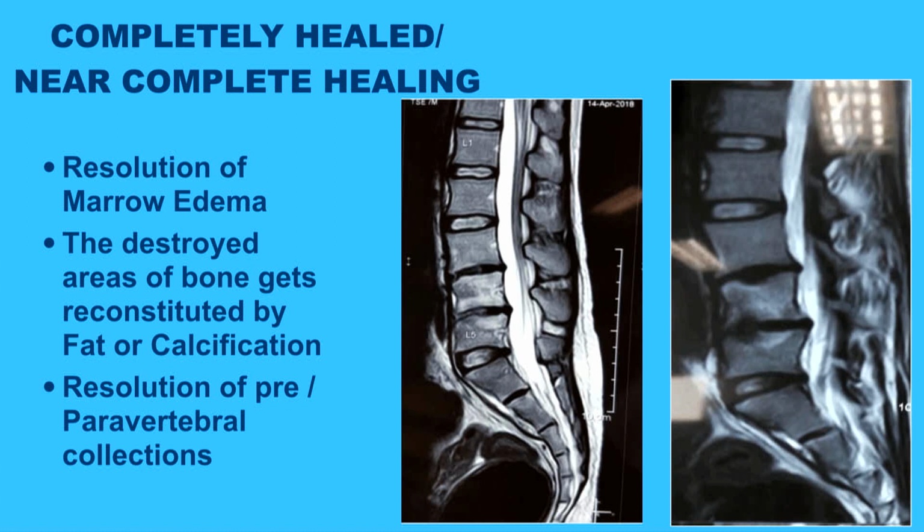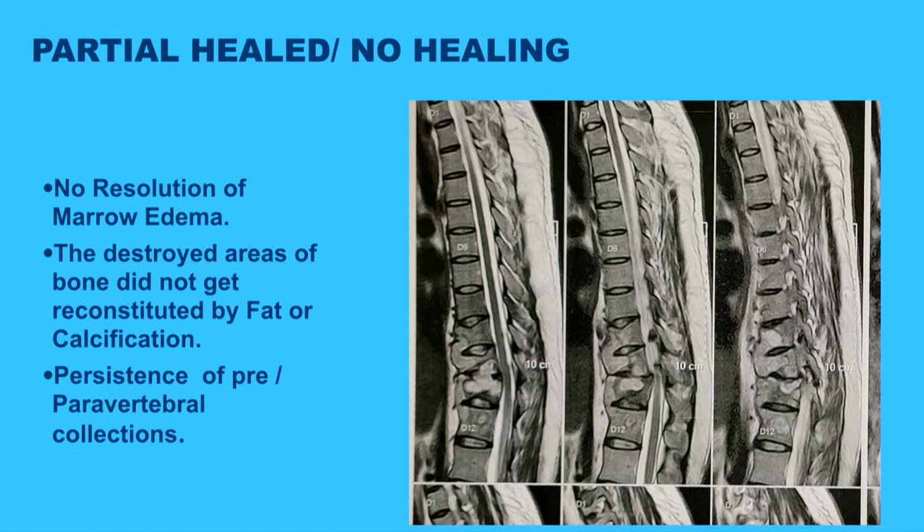What do we mean by completely healed and near complete healing? Many times the radiologists just write in the report that it is completely healed or near complete healing. It means whenever there is resolution of marrow edema, the destroyed areas of bone get reconstituted by fat or calcification, or there is resolution of the paravertebral or prevertebral collections. The second extreme group was the partially healed and no healing. Whenever there is no resolution of marrow edema, the destroyed areas of bone did not get reconstituted by fat or calcification, or there was persistence of prevertebral or paravertebral collections, they were categorized into the non-healing group.